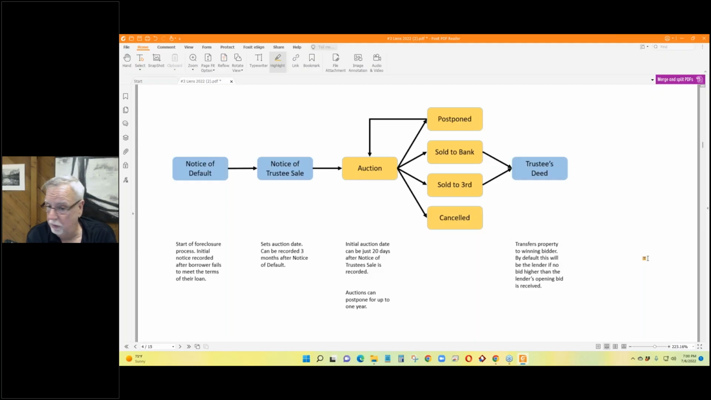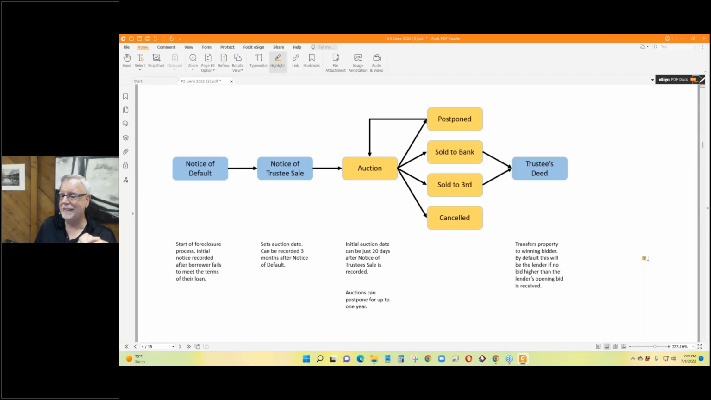Sometimes it's postponed. They talk the lender into giving them more time. Sometimes it gets canceled and you don't really know why. Sometimes there's an auction. So where it's sold to the bank or sold to a third party, that's when you have an auction.